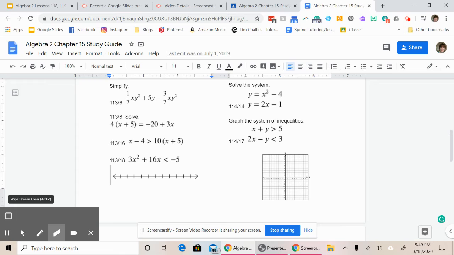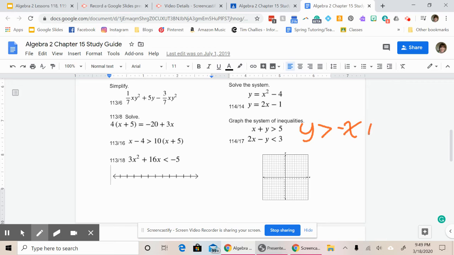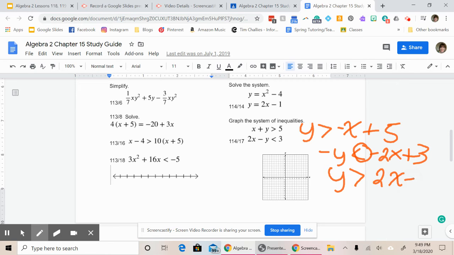Graph the system of equations. Now, to graph, you really want y to be by itself. So this would be y greater than negative x plus 5, and the other one would be negative y less than negative 2x plus 3. I'm going to multiply by negative 1, which is going to flip my inequality, y greater than 2x minus 3.